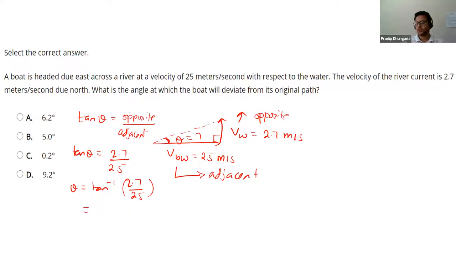So use Desmos to calculate that value, okay? I have shown you previously how to calculate inverse value in Desmos. I'll show you again. But at first, I'll give you some time to figure it out. Google Desmos, and then use Desmos as a calculator and calculate tan inverse 2.7 over 25. I'll give you some time. And once you calculate, answer that question, okay? I have launched the poll. You can answer that question.